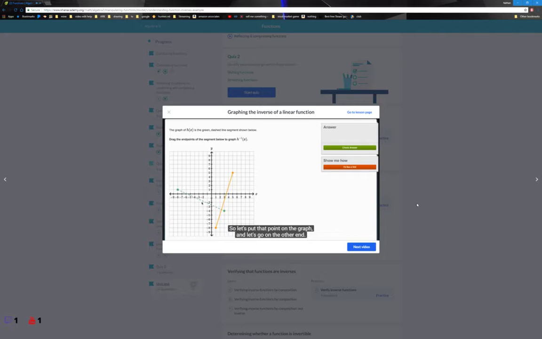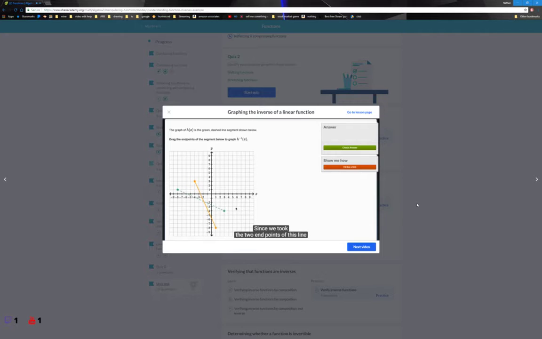And then let's go on the other end. So let me just move this a little bit out of the way. On the other end of h of x, we see that when you input 3 into h of x, when x is equal to 3, h of x is equal to negative 4. So this point shows us that it's mapping from 3 to negative 4. So the inverse of that would map from negative 4 to 3. So if you input negative 4, it should output 3.